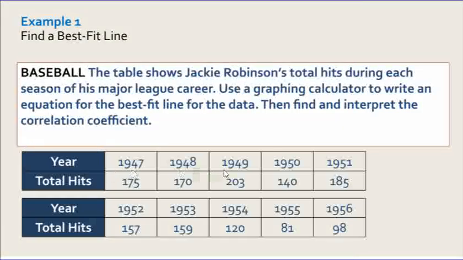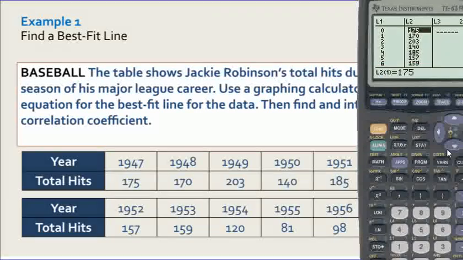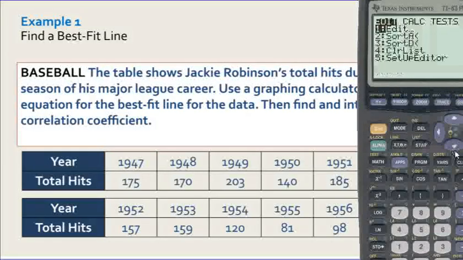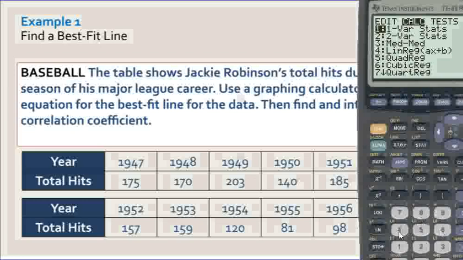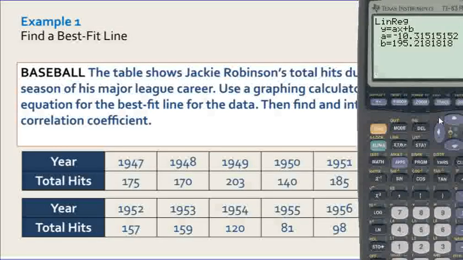So we've got 1, 2, 3, 4, 5, 6. So 10. So I need to have another number. So if I go back to my y's, the very bottom, I need a 9 here. And then if I go to stats, calculate number 4, hit enter, then it gives me my equation, which will give us negative 10.3, it would do it to the nearest hundredth, so negative 10.32 x plus 195.21.